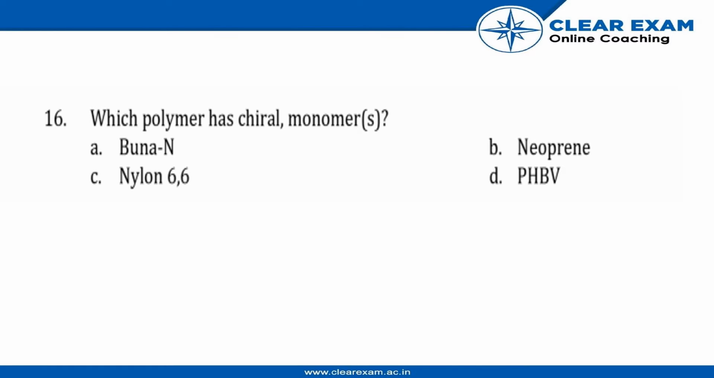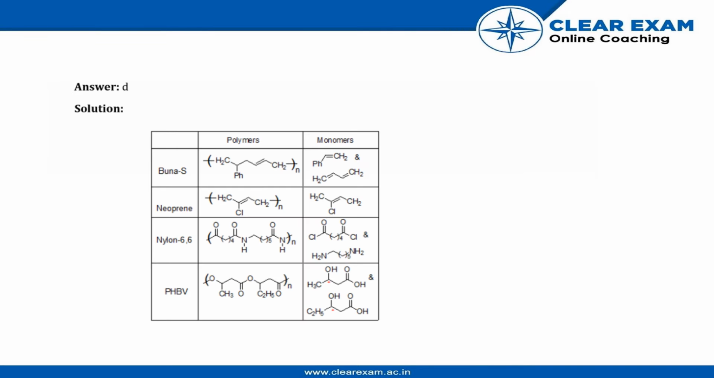Okay, so in this question, we've been asked which polymer has a chiral monomer. So we've been given 4 polymers and we have to find which of these has a chiral monomer. So here first let's see what these polymers look like. So these are the polymers and these are the monomers. Now let's check which of these monomers have a chiral carbon.